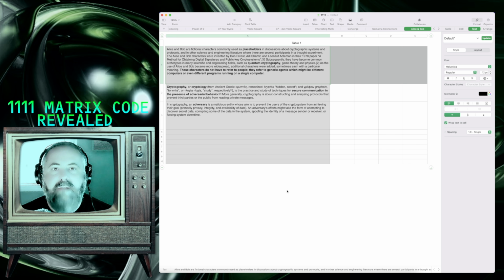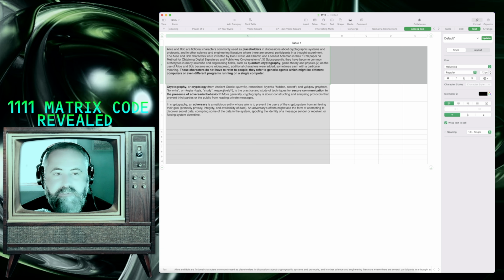If this is a simulation, is it possible that Bob is a rogue program running within the simulation in order to get this information out? And it's simply using Bob as a placeholder so that it ultimately doesn't end up getting caught. Interesting theory, I know. Now let's look at cryptography.